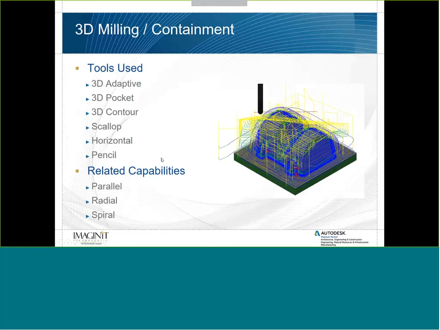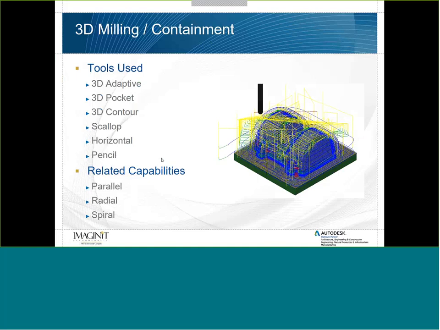Let's go ahead and review what we just talked about there. So for 3D milling and containment, we saw what the toolpaths looked like for the 3D adaptive, again, being able to clear that material out very quickly, optimizing the toolpaths, or optimizing the tool load.